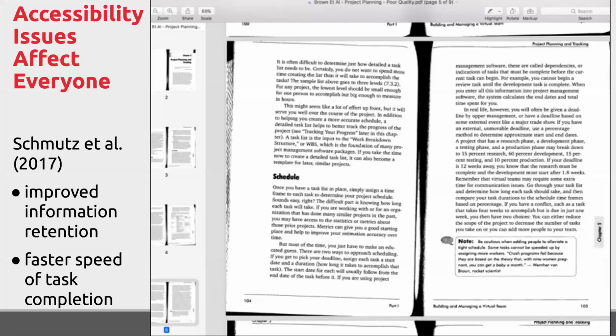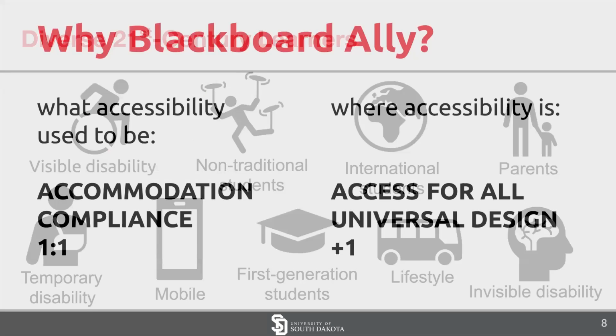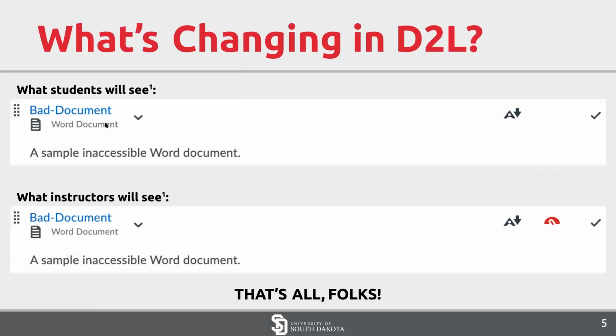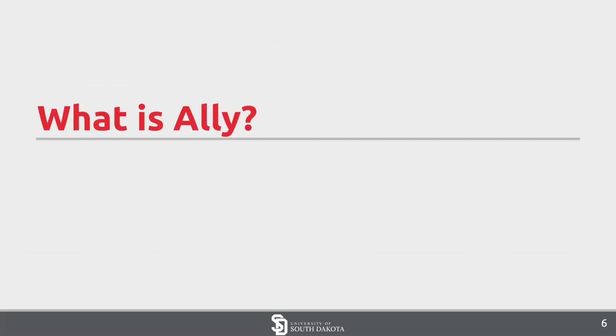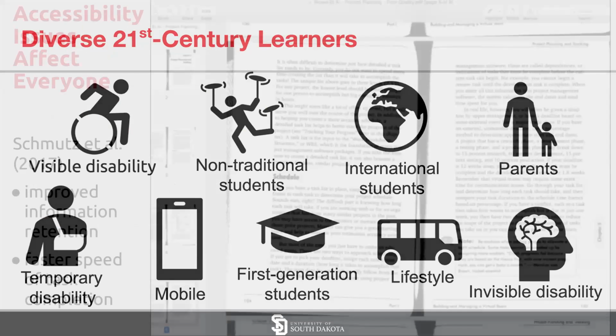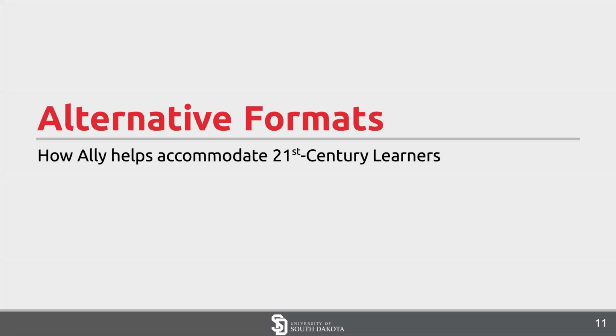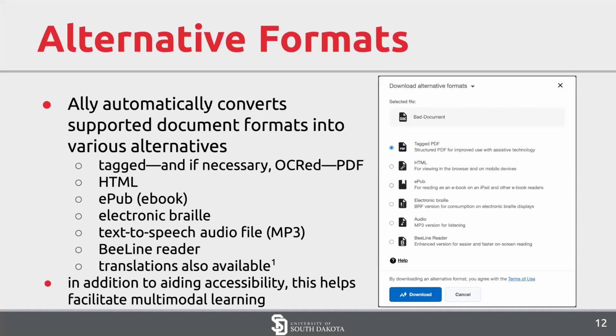So if we go back to, I'll get it here in a second. All the way back here. There we go. So if I were a student, I'm going in and I'm looking at a bad document, and I click on this alternative format icon. Give me a few seconds to get back to the slide here. There we go. This screen is going to pop up for me as a student.